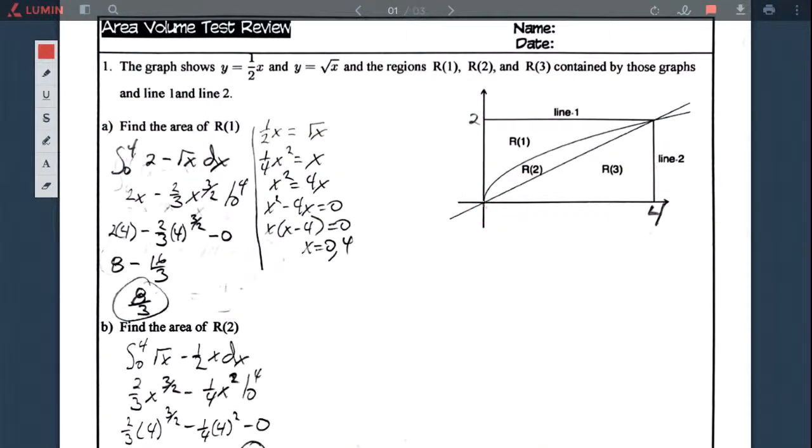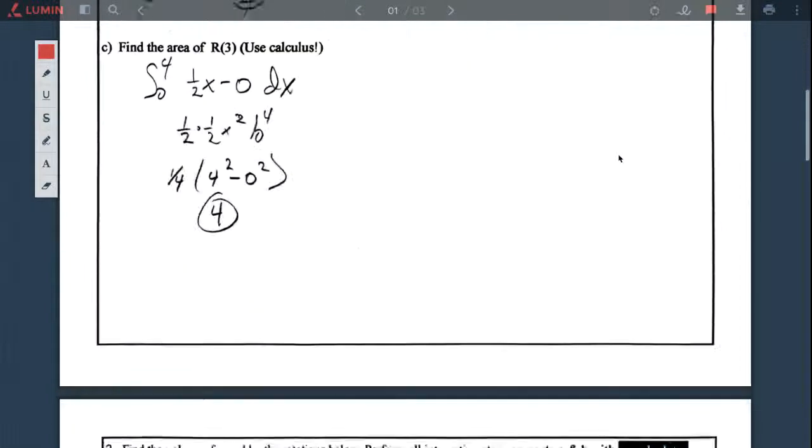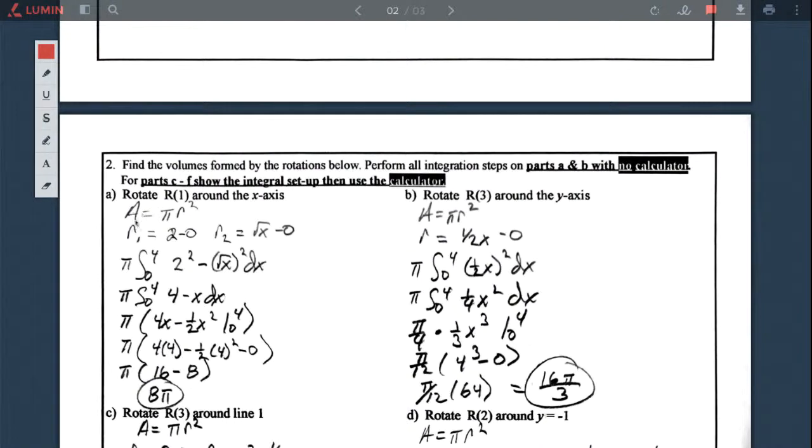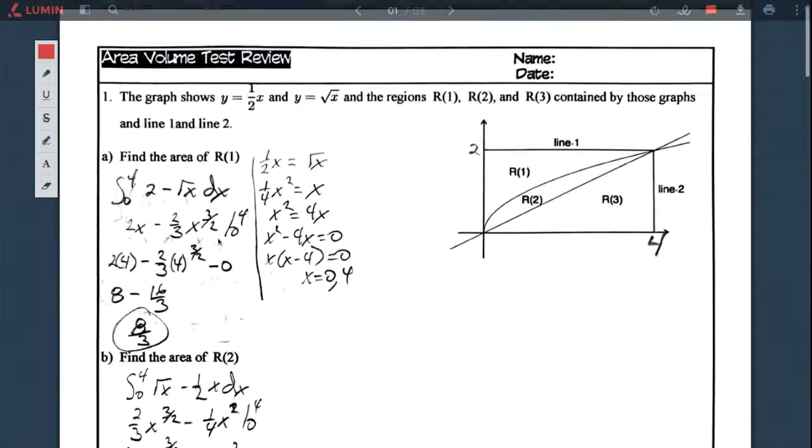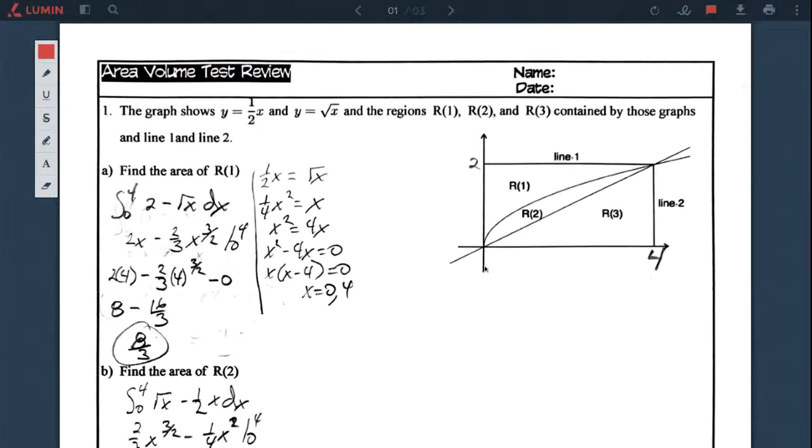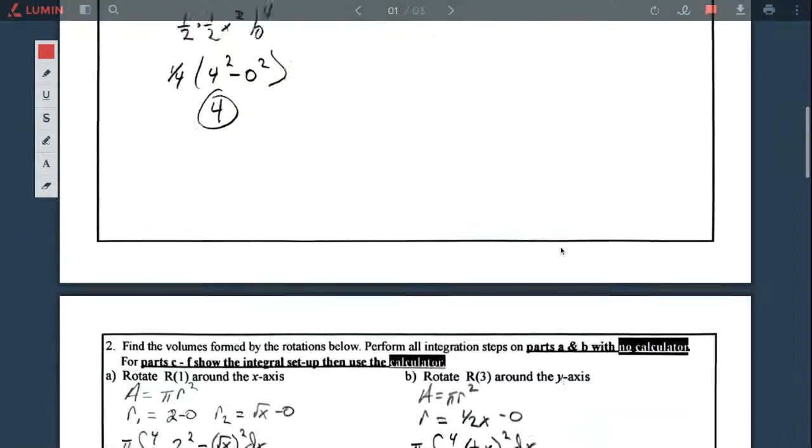Whenever we're rotating, we want to know, is there a gap when I rotate? In this case, R1 is right here. There's a big old gap in there, so that means I've got to have 2 R's. And what we're rotating around has to be a part of both R's. What I'm rotating around is the x-axis. It's on the bottom, so that means it has to come second. So my first R is going to be top minus bottom, which is 2 minus 0. My second one is going to be the other part, which is the square root of x minus 0.